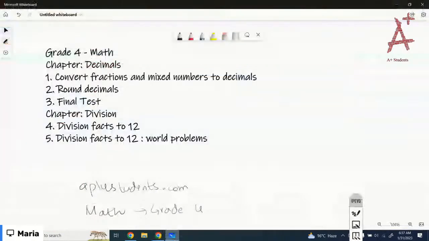So we're working on grade 4 maths. The chapter we covered today is decimals. The lessons we did are convert fractions and mixed numbers to decimals, then round decimals, then we did the final test of the chapter. Then we started the new chapter, division, and the lessons we covered from it are division facts to 12, then division facts to 12 word problems. So if you need more help with any of the lessons, you can contact a tutor on Skype. They are available from Monday to Friday, 5 to 9.